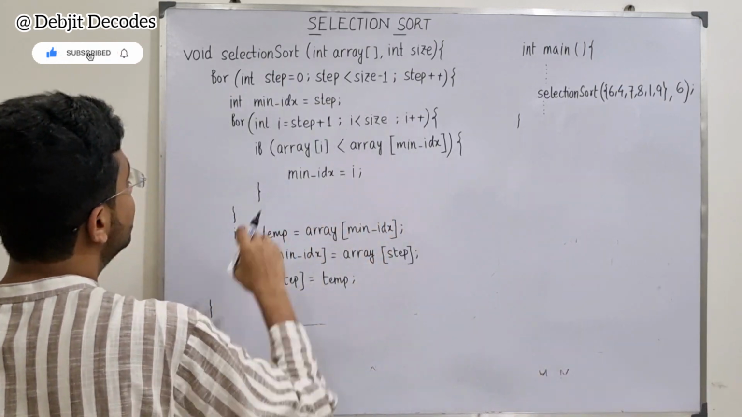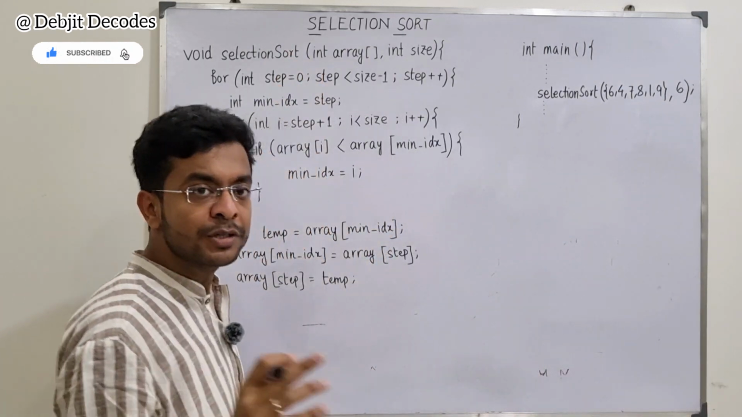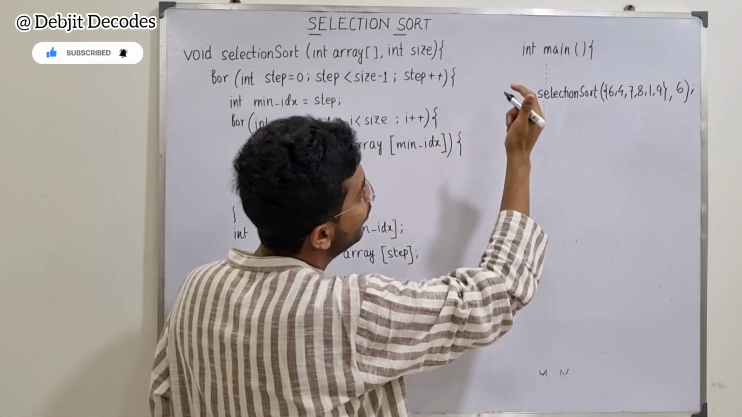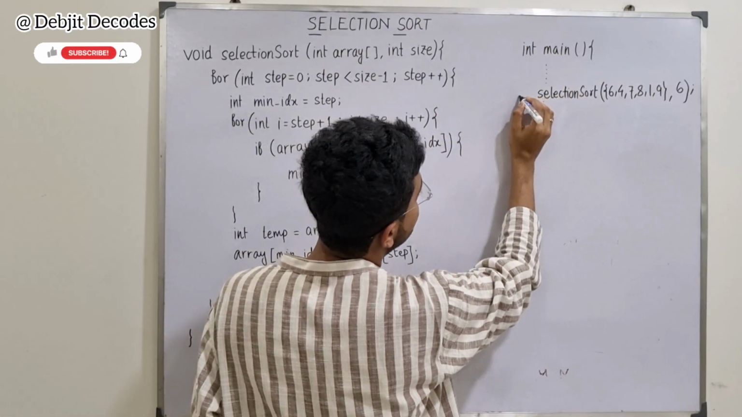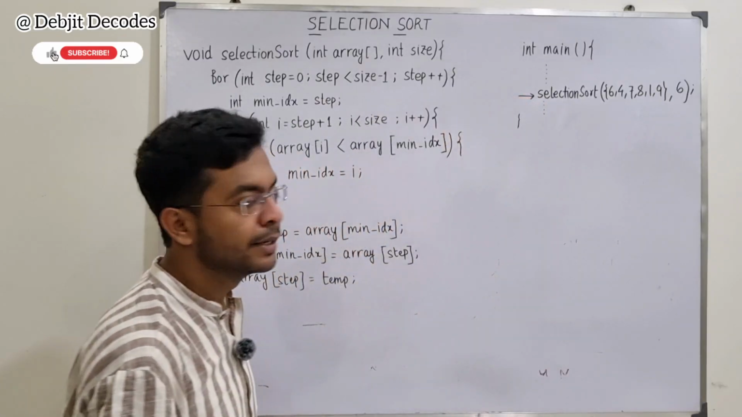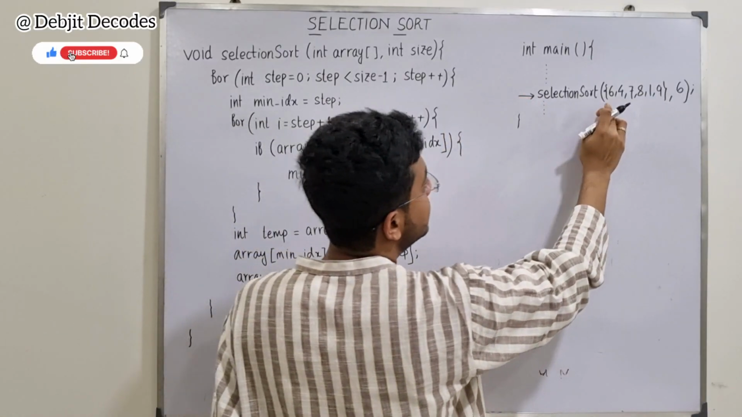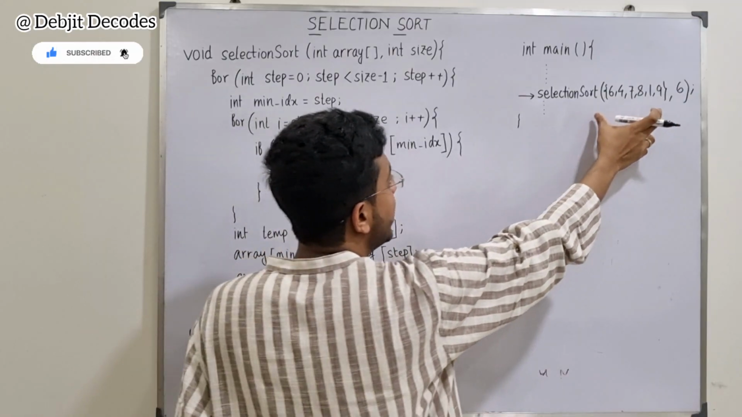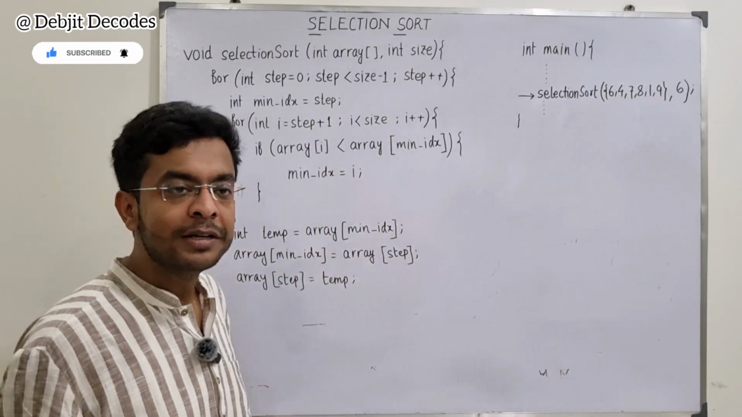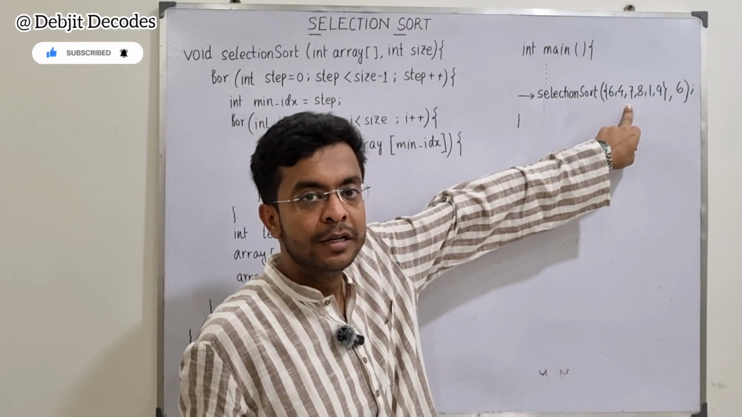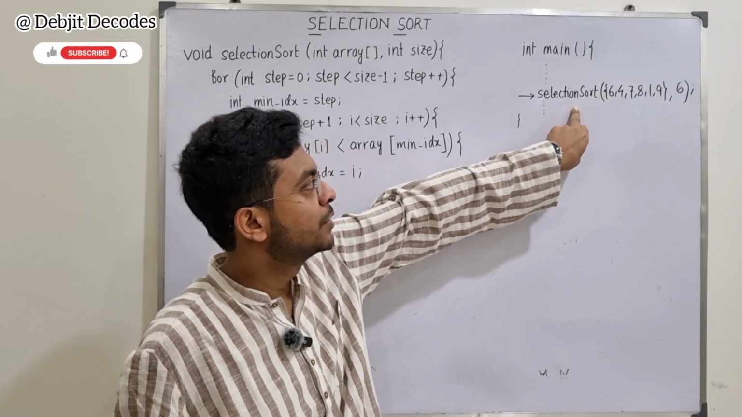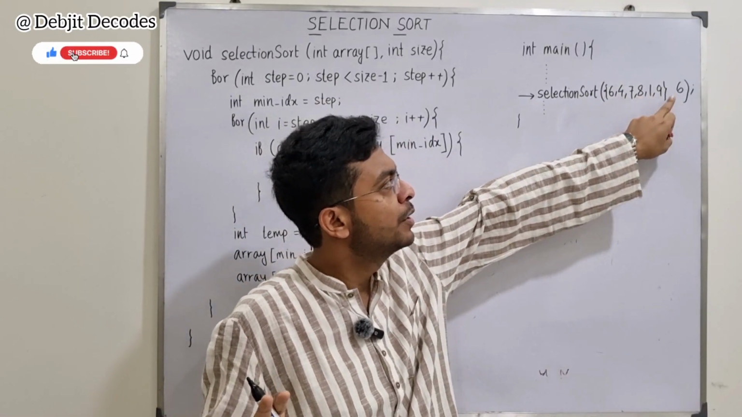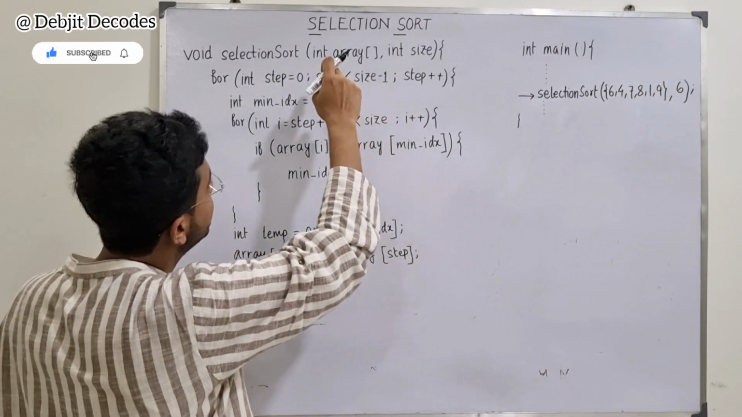Now let's go step by step. Suppose the program execution starts from main, but I haven't written much of it. Inside main, this selection sort function is getting called, and this is the array 6, 4, 7, 8, 1, 9. This will be the input array, and the output array is the sorted version of this one. Two things are getting passed into the selection sort function: the array as well as the size of the array. How many elements are there? 1, 2, 3, 4, 5, 6. So 6 is getting passed, and it is coming here.